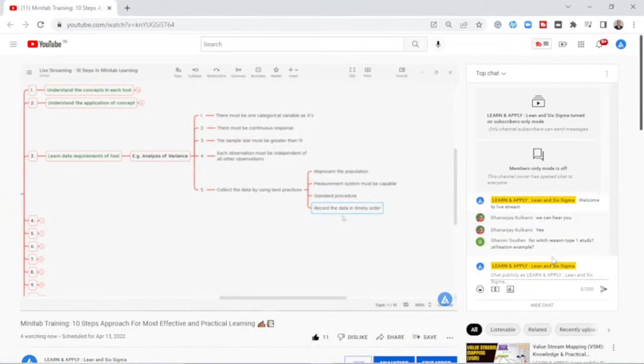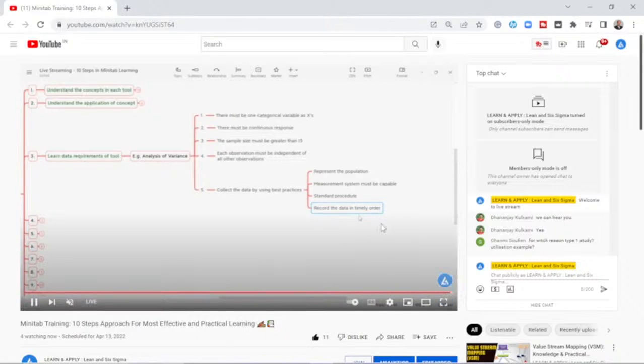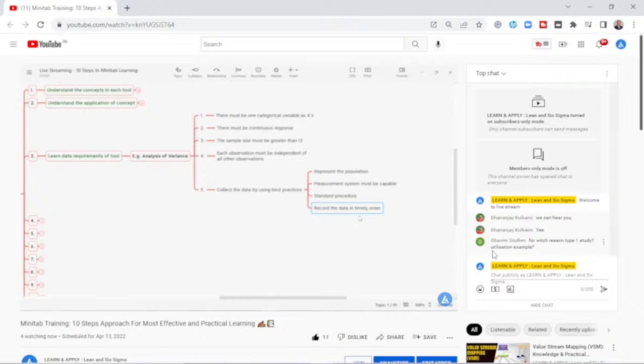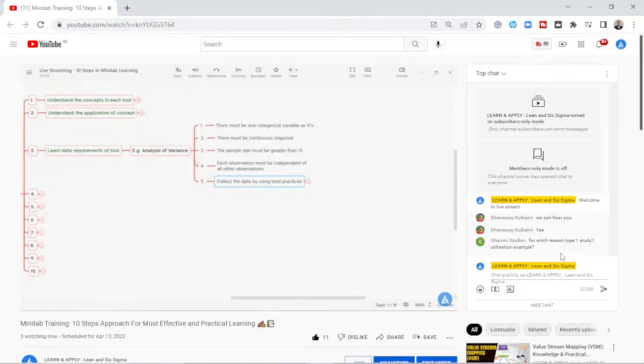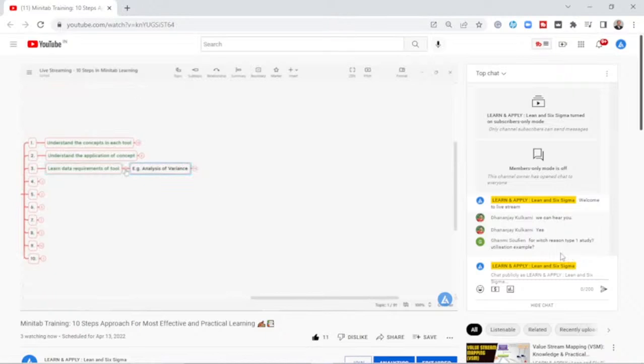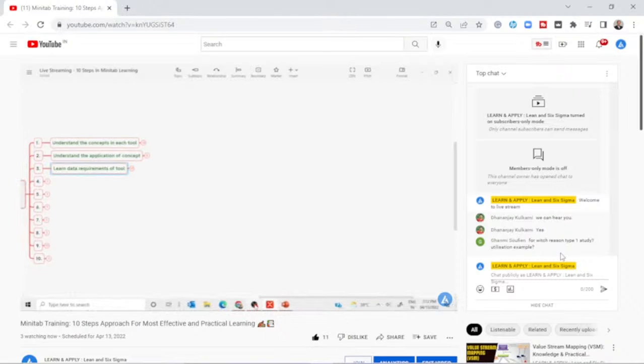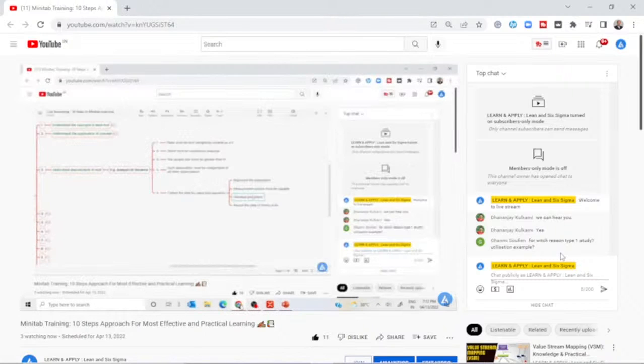The question is for which reason type 1 study is used. The type 1 study is used to check the variability and the repeatability your measurement system is having. So for that purpose you are using the type 1 case study. Mainly we can say it's repeatability and bias. So if you are going to learn these two important things, repeatability and bias, we must use the type 1 case study before that.